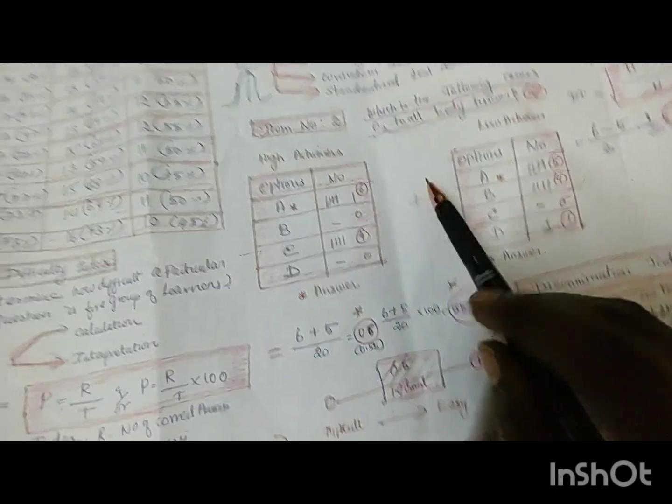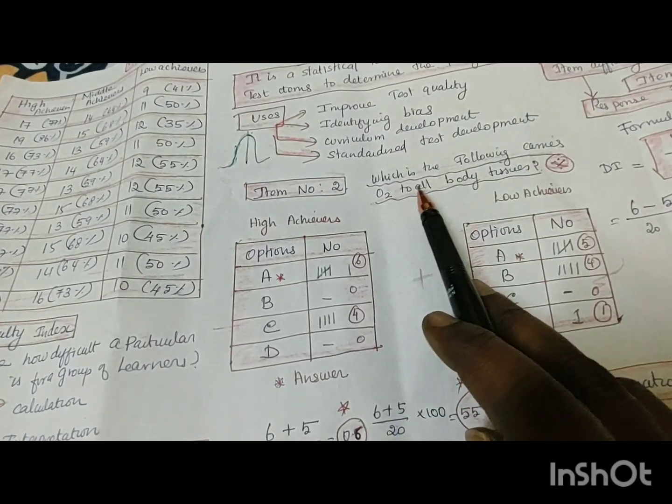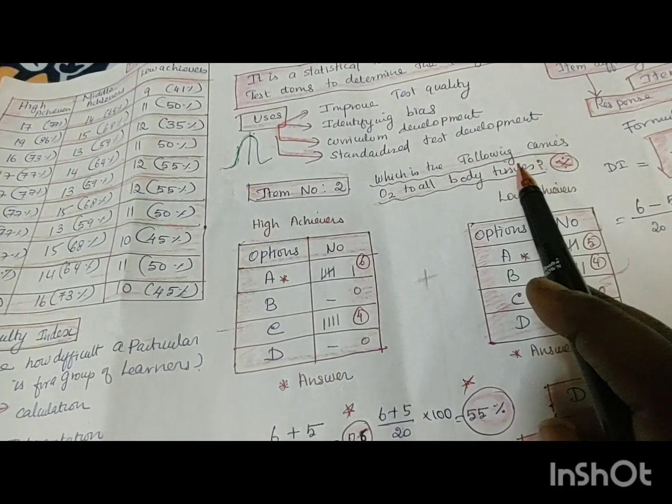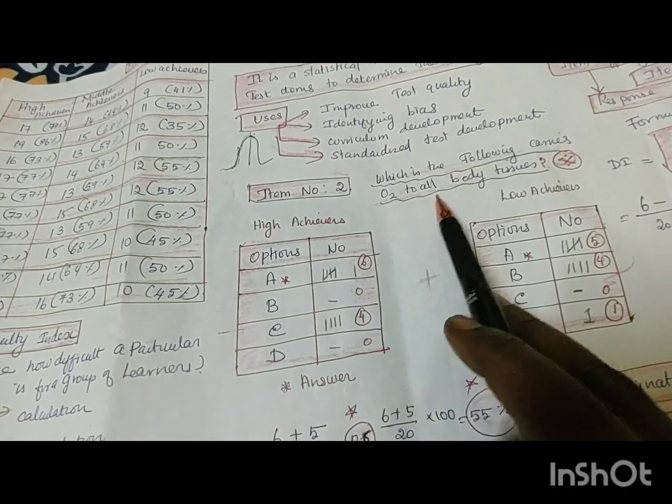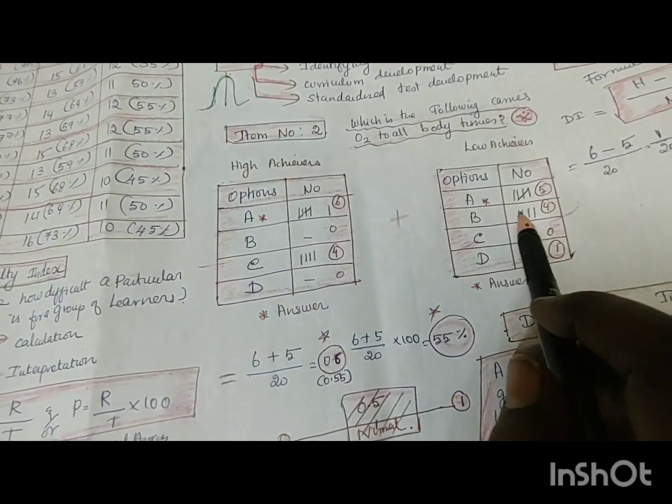You see, now I have taken the question. What is the question I have taken? Item number 2 I have taken. Which of the following carries oxygen to all body tissues? This is a question, with high achievers and low achievers.